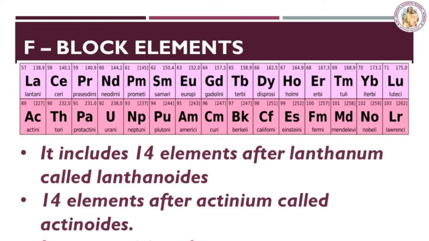Next, F block elements. It includes 14 elements after lanthanum, La 57, called lanthanides, and 14 elements after actinium, Ac 89, called actinides. They are placed at the bottom of the periodic table. They are also called inner transition elements. These F block elements are already mentioned in the D block in the third group, 6th period and 7th period.